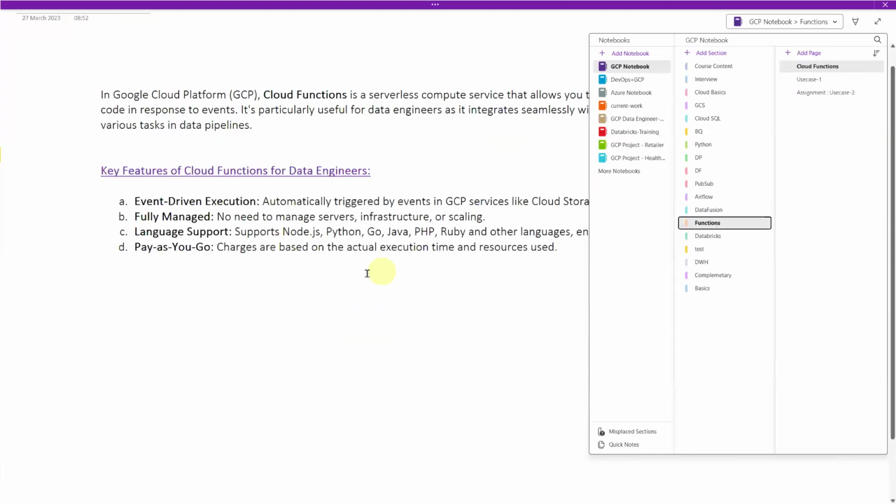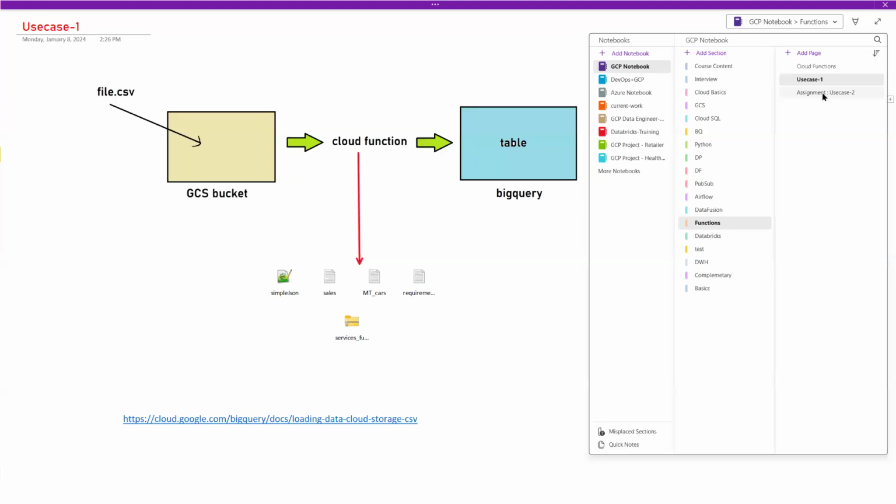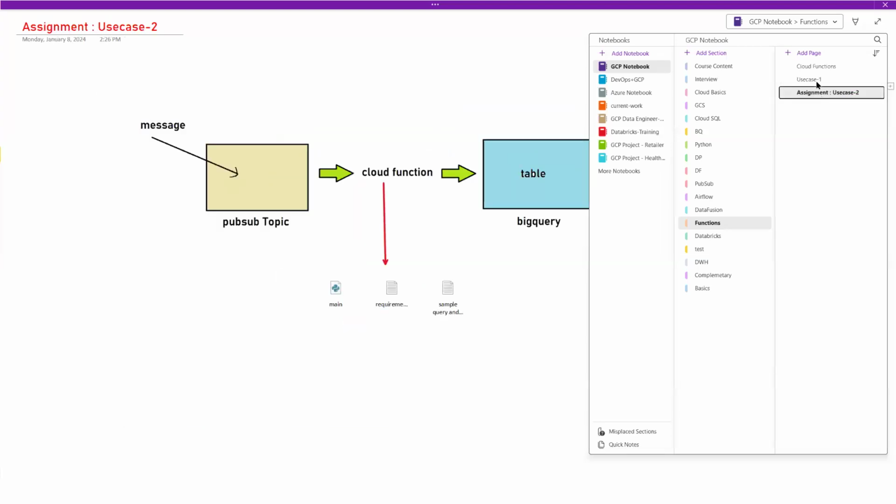And Cloud Functions, what is Cloud Function? Use case 1 as an assignment, use case 2 as assignment 2.